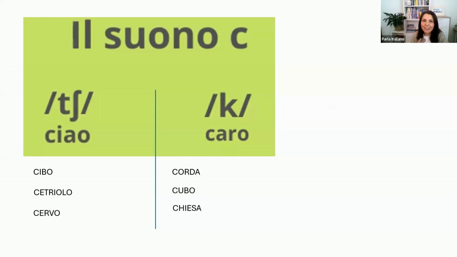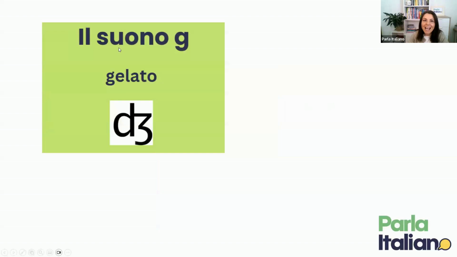Did you know that the letter G follows a very similar rule as the letter C? So let's have a look in detail. The sound G is also pronounced in two different ways in Italian. You have a soft G, and that is G, as in gelato. And then the hard G, as in G, gatto.